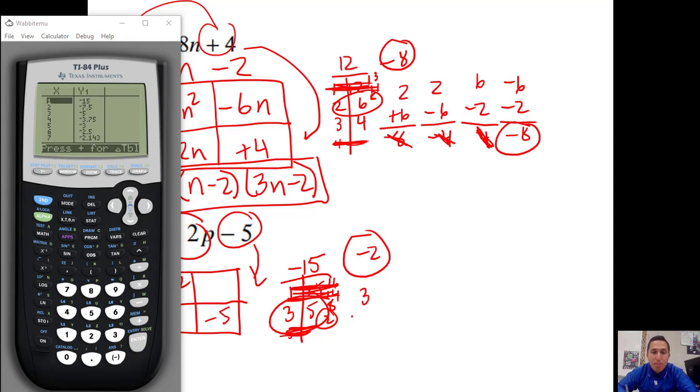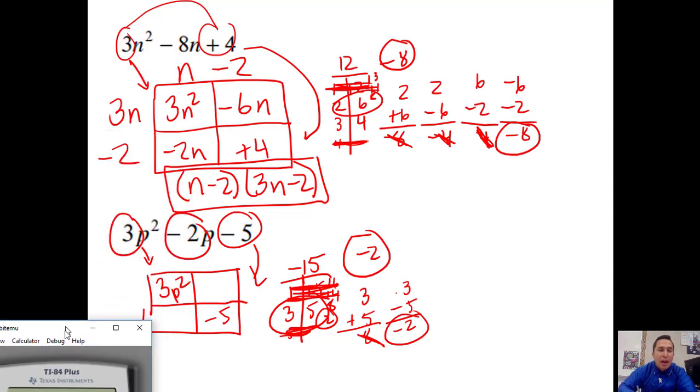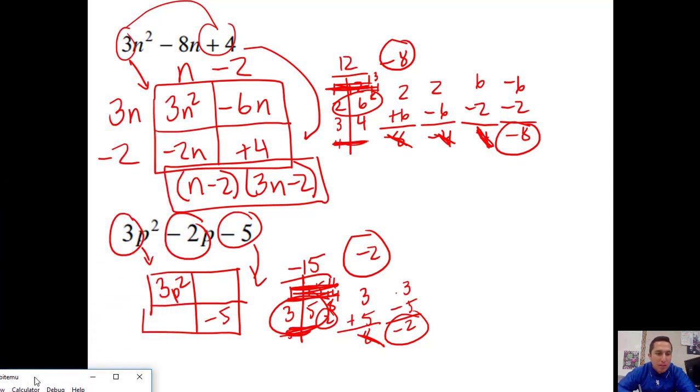So 3 plus 5 gives me an 8. No, that's not what I wanted. 3 minus 5 gives me, put in your calculator, -2. There's the -2 that I wanted. So I've got a +3 and I've got a -5. Calculator, go hide yourself. You did a great job. So I've got a +3 and a -5. Fix that 5. There we go. Don't forget to put the p's on it.